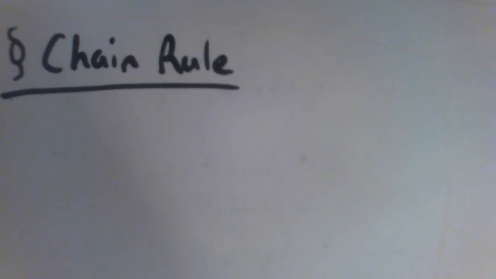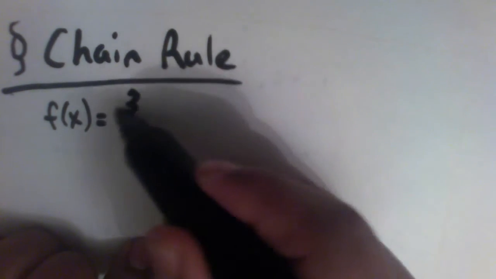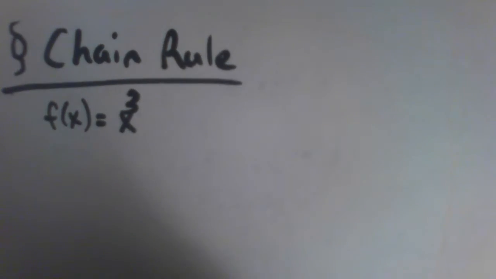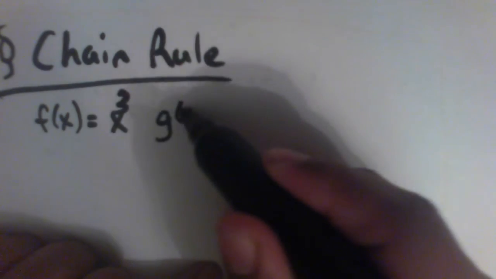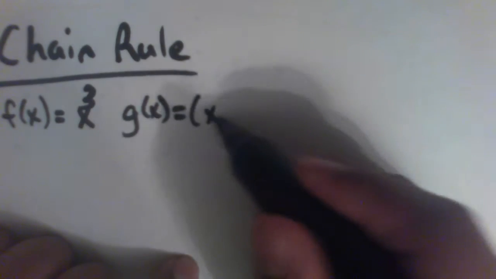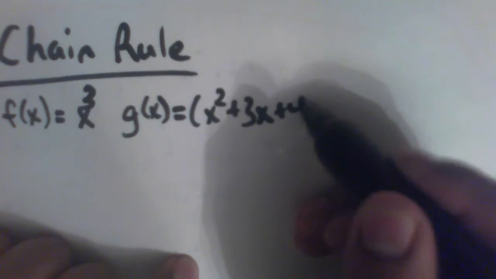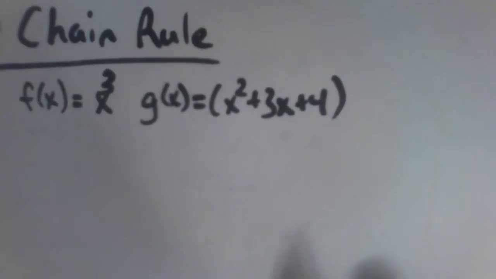Guys, so today we're going to be learning about the chain rule. The basic intuition for the chain rule is you're taking composites of two functions. Let's say our first function is f of x, and we'll keep it simple: f of x is x to the third. I know it looks weird. And then let's say our g of x is, let's make this actually a long function, x squared plus 3x plus 4.